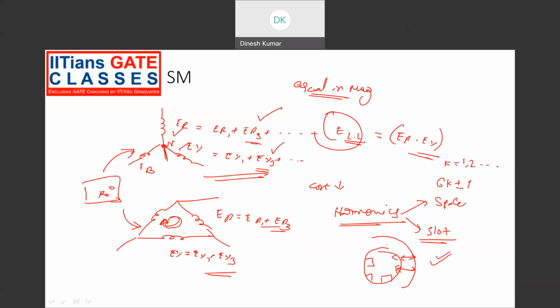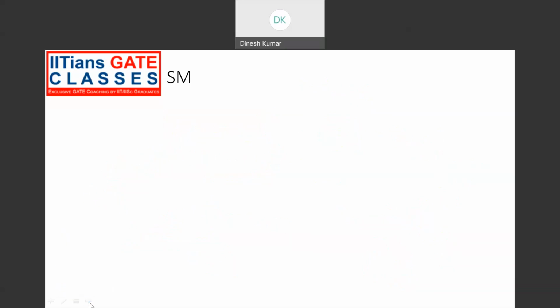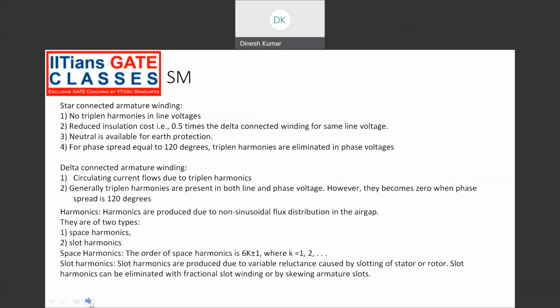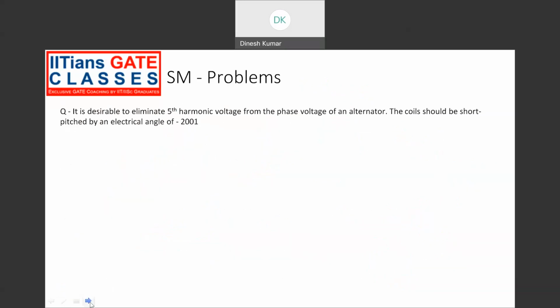Okay, let's see a few example problems. This is what I have discussed in the earlier slide. Here is a 2001 question. Let's try to solve this question. It is desirable to eliminate the fifth harmonic voltage from the phase voltage of an alternator. The coil should be short pitched by an angle of.